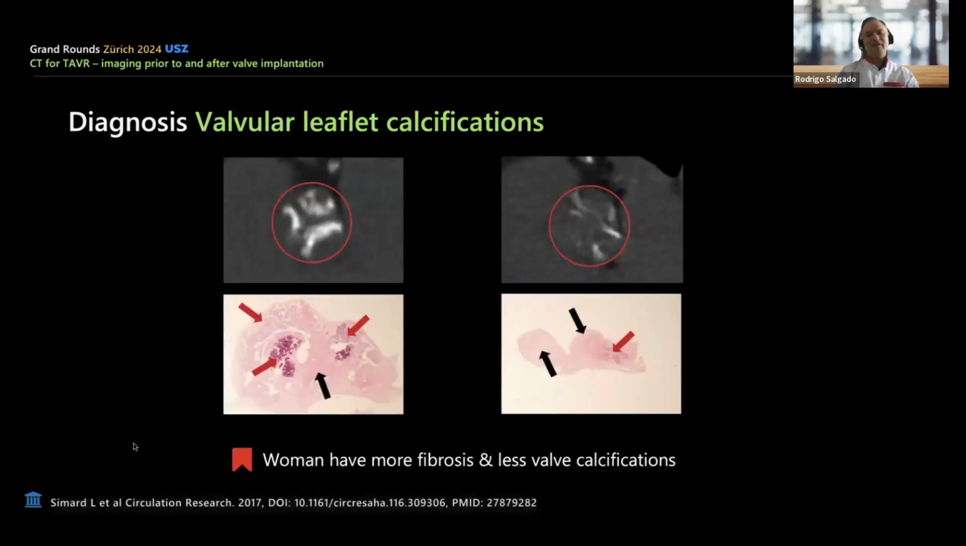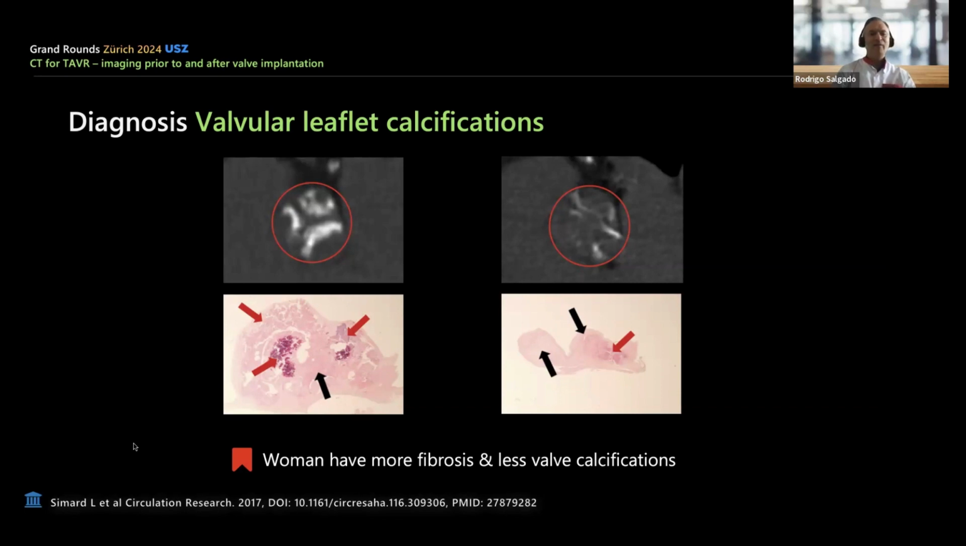Why is there a difference between men and women? Well, it appears that women have a larger component of fibrosis, meaning that they can have severe valvular dysfunction, severe valvular stenosis, with less calcifications than men.